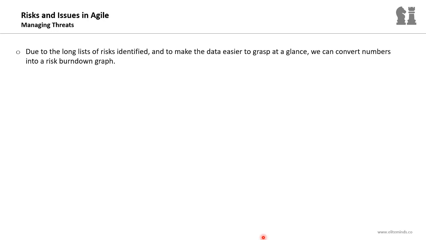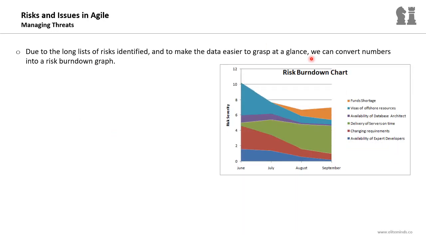Now, the third and last tool we can use to manage threats in the project is the risk burn down graph, which is similar to the project burn down chart. Due to the long lists of risks identified, and to make the data easier to grasp at a glance, we can convert numbers into a risk burn down graph. So it's a visual representation of the risk profile in the project. This is a risk burn down chart, and it is similar to the burn down chart we use to monitor the project iterations, progress, status and velocity. It shows the remaining risk profile in the project. This is why it's known as the burn down.